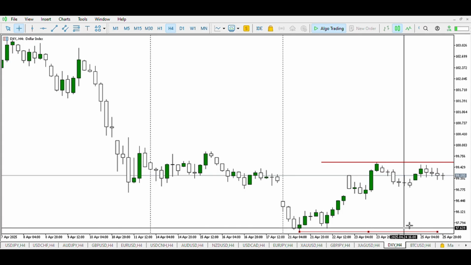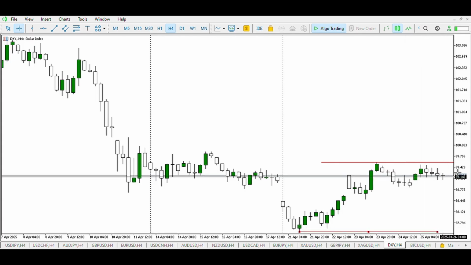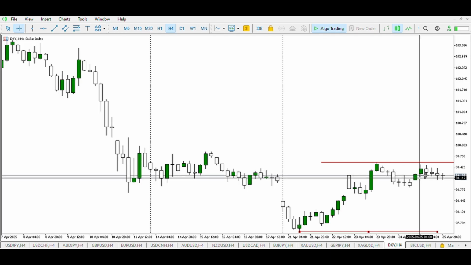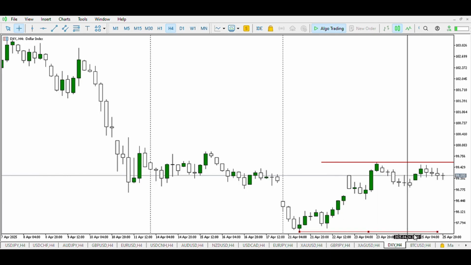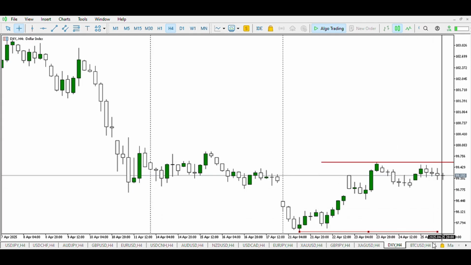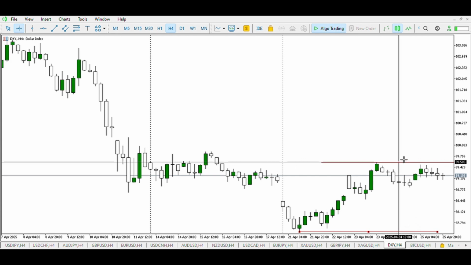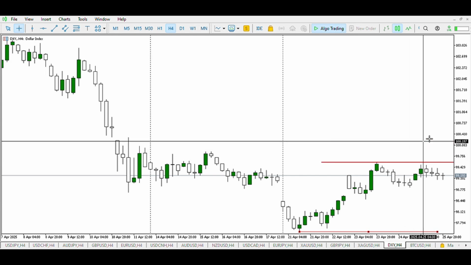Nevertheless, if the support is broken and this low is broken, then we can expect a counter trend for an upside on the DXY. But with what we are seeing here, we can expect further weakness on the US dollar pairs, as this is a liquidity zone. This is a buy side liquidity zone for a sell.